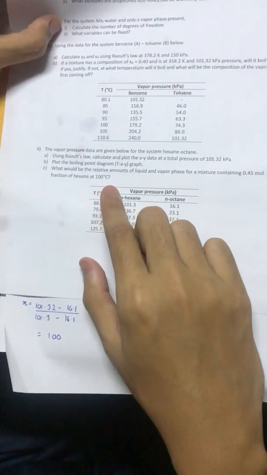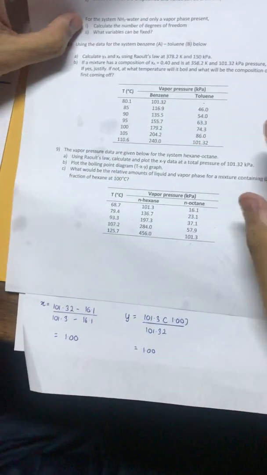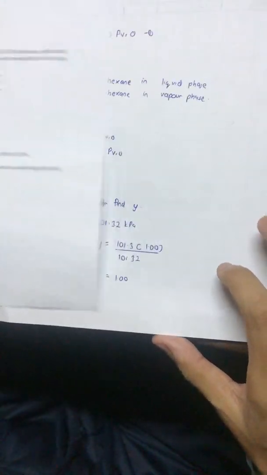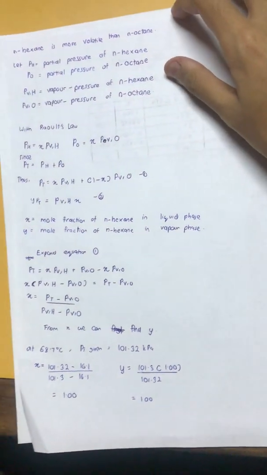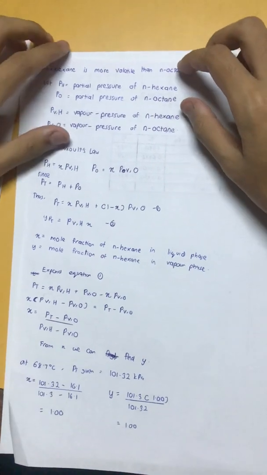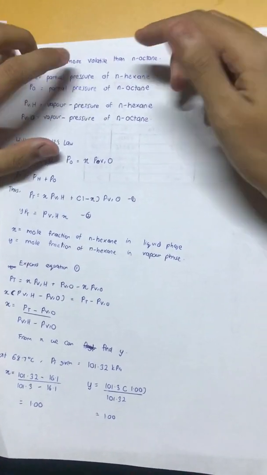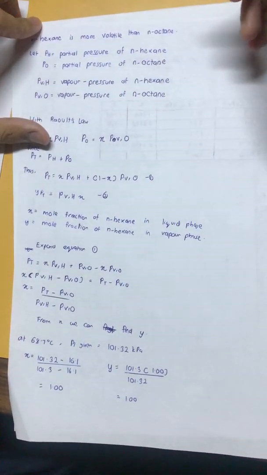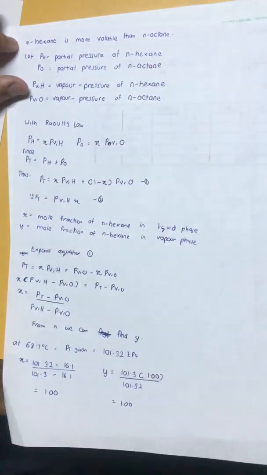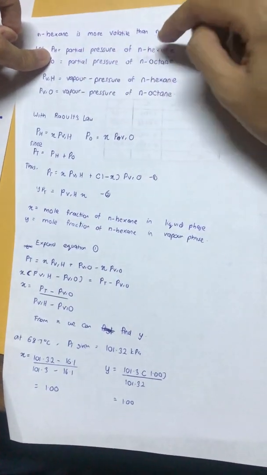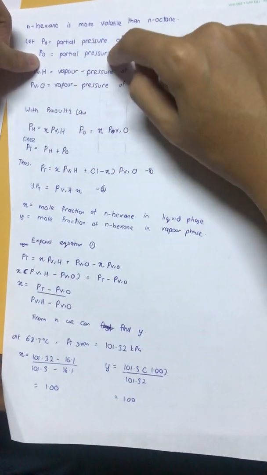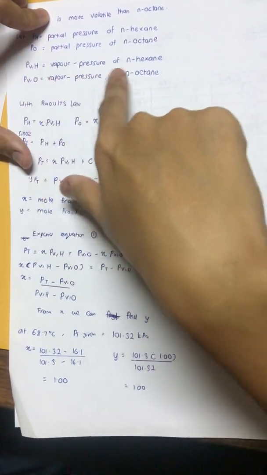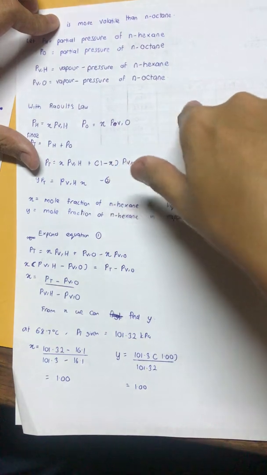So looking at this question, we have to firstly update this table by implementing Raoult's Law. I've done it beforehand, so I'll be explaining what I've done. Initially we know N-hexane is more volatile than N-octane. So to make things easier, I've classified PH as partial pressure of N-hexane and PO as partial pressure of N-octane, to make it easier to describe. So PVH is the vapor pressure of N-hexane, PVO is the vapor pressure for N-octane.